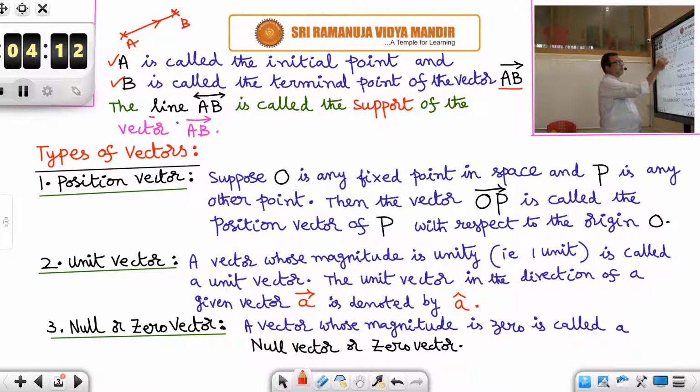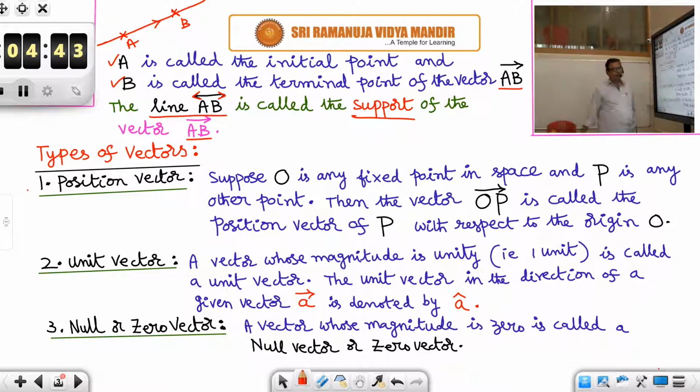The line AB means you produce both ways by means of a straight line, this side and that side. So that is the line AB indicated by two arrows here. Is it not? The line AB is called the support of the vector AB bar. Support, that is the term used here. The line AB is called the support of the vector AB bar. Okay. Now let us see the types of vectors.